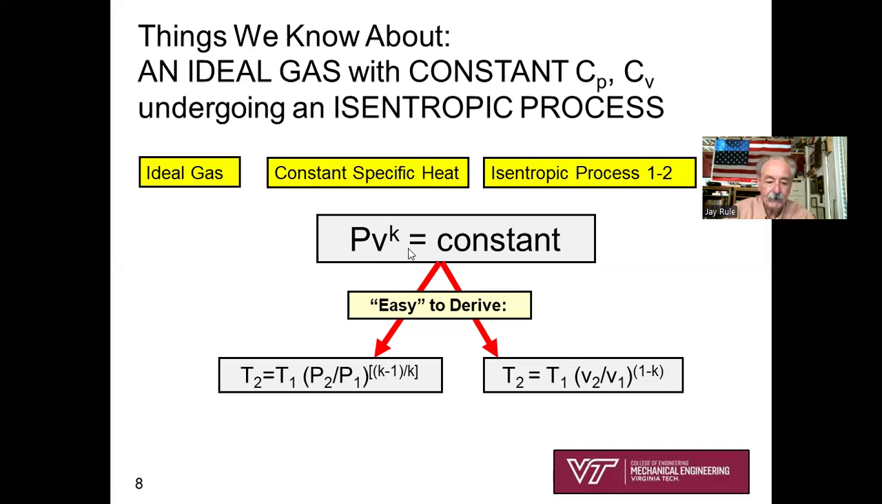So a restatement of PV to the k is constant is these two expressions. If you're trying to find T2, which we're going to be doing in Chapter 9, and you know T1, and you know the pressure ratio P2 over P1, you've got a handy expression to solve for T2 for a reversible adiabatic ideal gas, kind of like air, with constant specific heat. And similarly, there's another expression that you can easily derive using algebra to solve for T2 as a function of the volume ratio, V2 over V1.